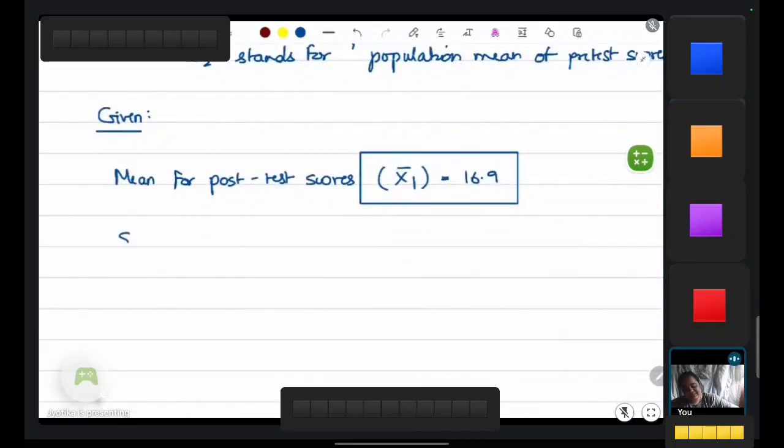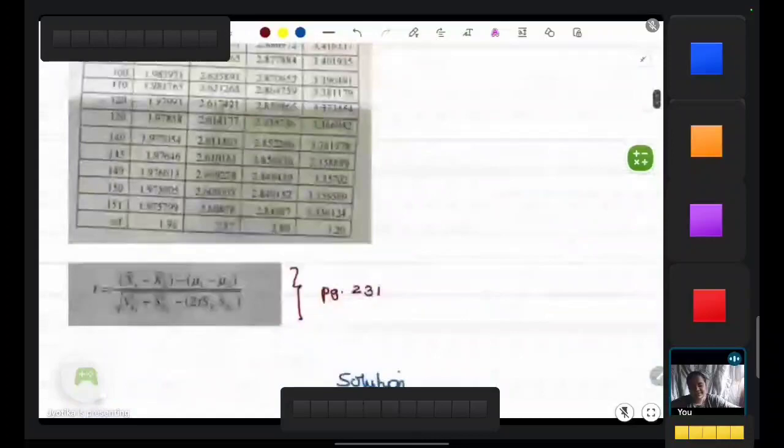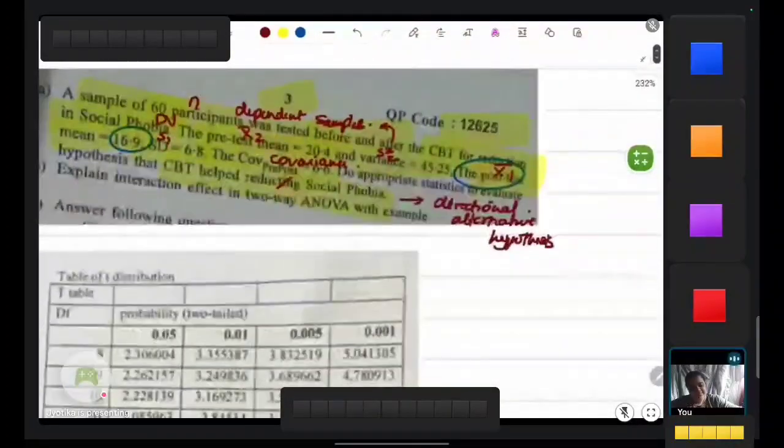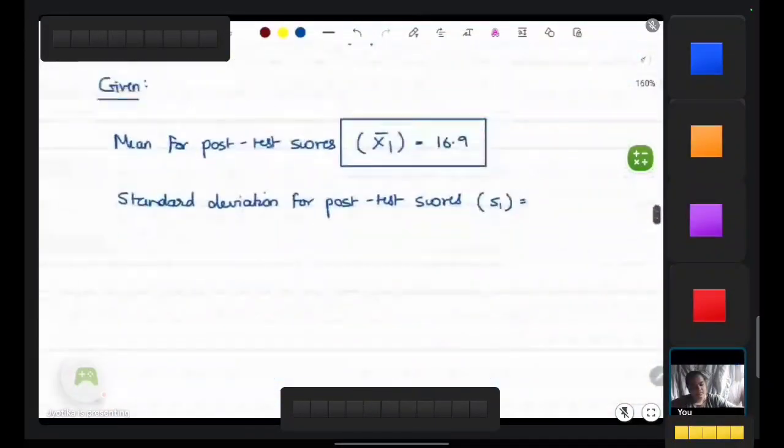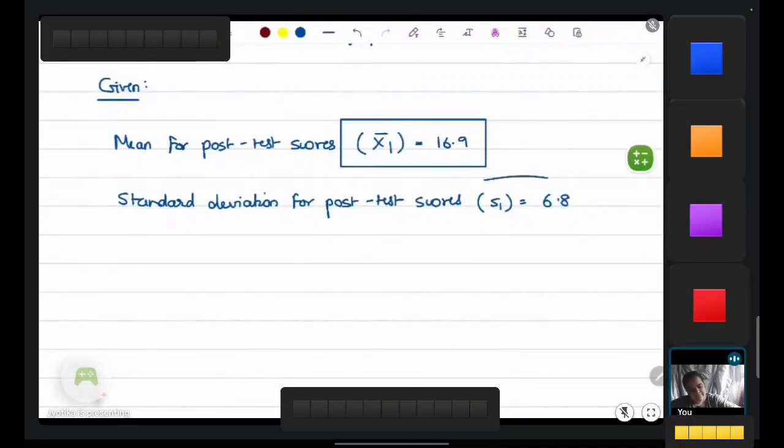Next, I need to write the standard deviation for post-test scores. Okay, so standard deviation for post-test scores we will denote as S1. I think this was given directly. Yeah, S1 was given directly as 6.8. So we don't need to calculate it, it's there. This also we need later, so we're going to highlight it.